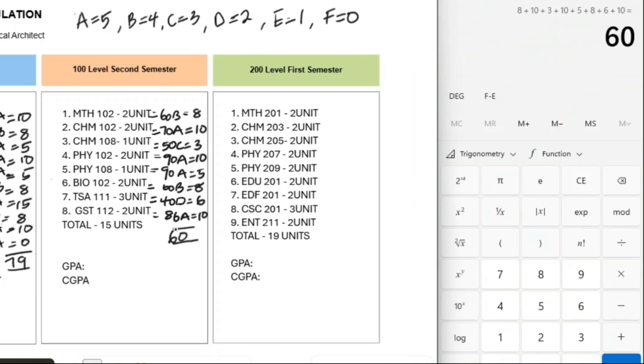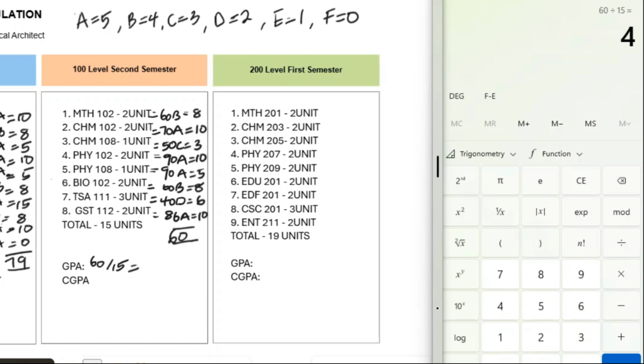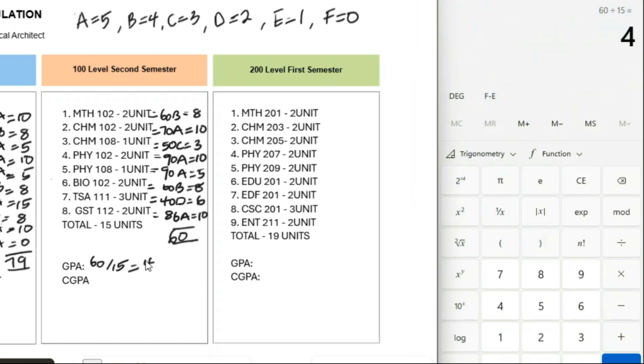So our GPA for this semester is going to be 60 divided by the total number of units which we have here to be 15. So 60 divided by 15, that'll give us 4.00.